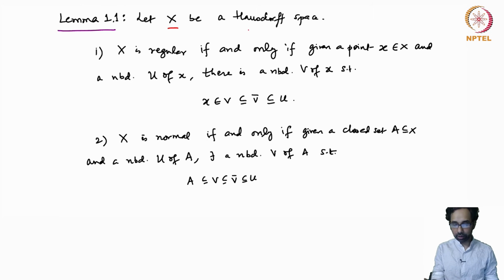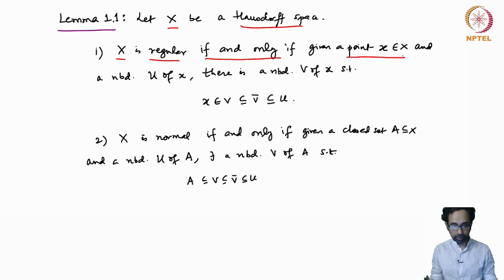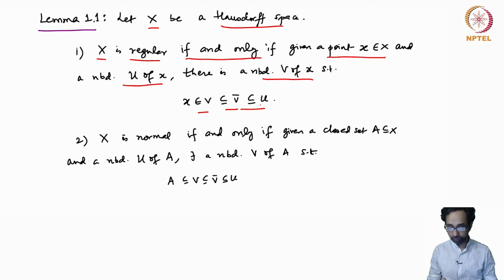We have X, a Hausdorff space, and the first part says that X is regular if and only if, given a point x in X and a neighborhood U of x, there is a neighborhood V of x such that x is in V, V is a subset of V closure, and most importantly, V closure is a subset of U. And we have seen this kind of result also for compact Hausdorff spaces and metric spaces. When we were considering the separation lemma, we have seen it as a corollary. So it works for general regular spaces as well.